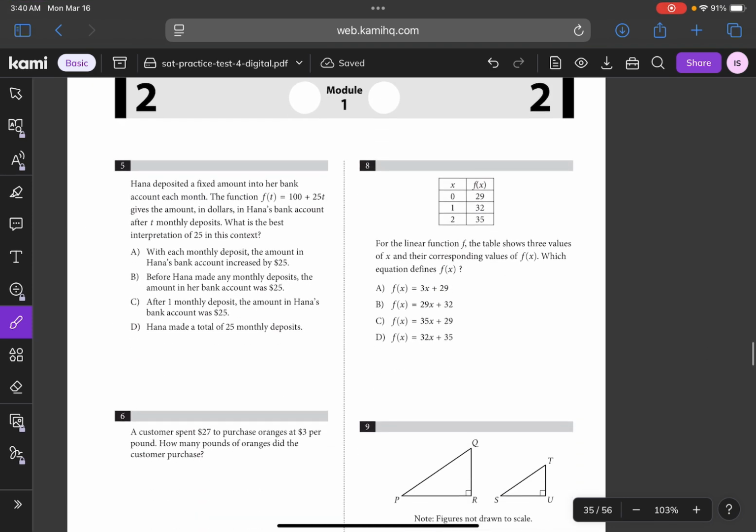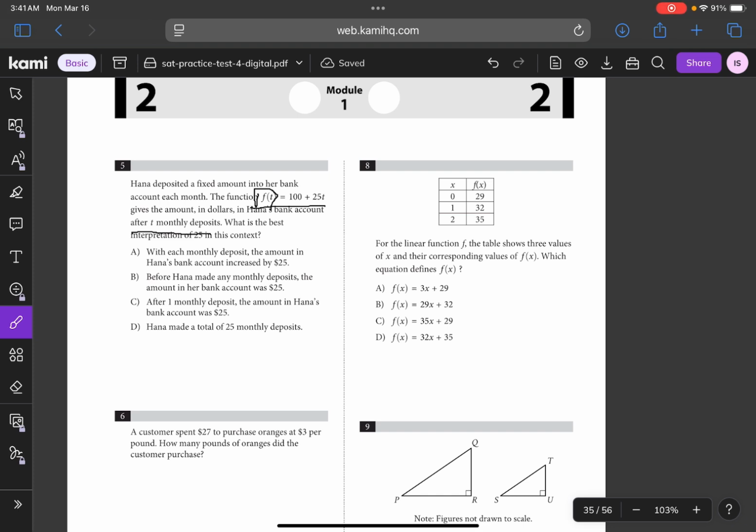So, last question for today, we have Hannah deposits a fixed number into her bank account each month, and this function represents that amount in dollars. And it represents the amount in dollars after T monthly deposits. So we know that this function is in respect to T, the amount of monthly deposits. So what is the interpretation of 25 in this context? So, like we said before, we see that T is the amount of monthly deposits, and 25 is associated with T.